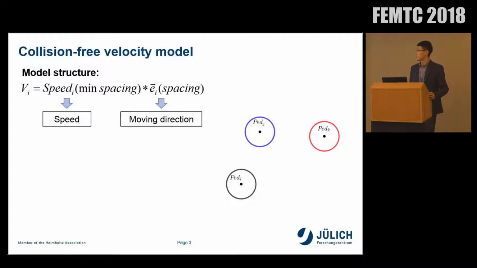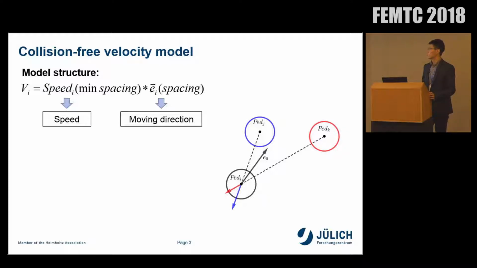Three pedestrians are represented by three circles of the same size, and the pedestrian's eye is represented by a black circle. Pedestrian J is the blue circle, pedestrian K is the red circle. Now I will introduce how to calculate pedestrian I's moving direction and speed according to the positions of pedestrian J and pedestrian K. First, the desired moving direction of the pedestrian is represented by the black vector in this figure, which is a unit vector decided by the environment, for example, the position and direction of the door.